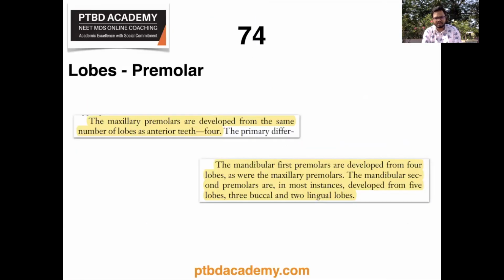Lobes in premolars. These are the keywords which I received. So as you can see, literature review from Wheeler. Maxillary premolars are developed from the same number of lobes as anterior teeth, that is 4. And mandibular first premolars are developed from 4 lobes as in the case of maxillary premolars. And also, most importantly, the mandibular second premolar in most instances is developed from 5 lobes, that is 3 buccal and 2 lingual. Okay, consider this important and I hope this information is helpful.